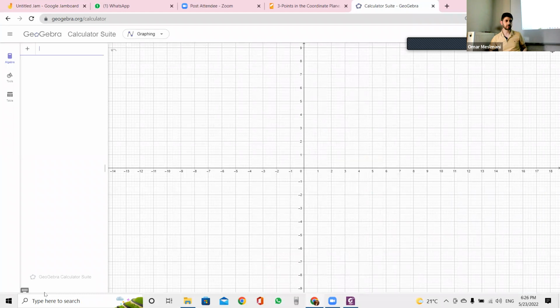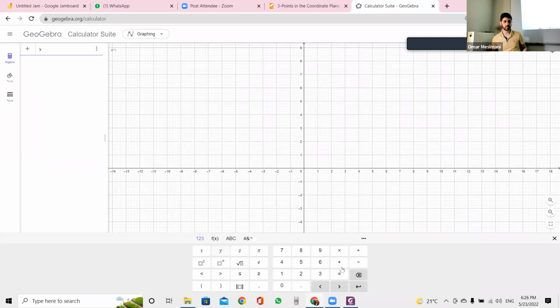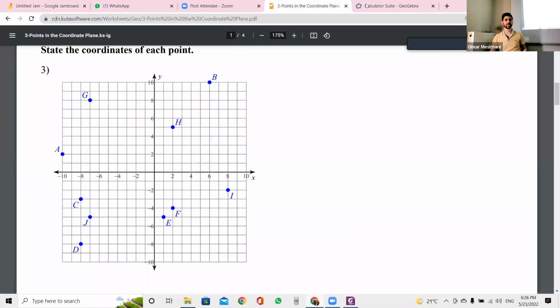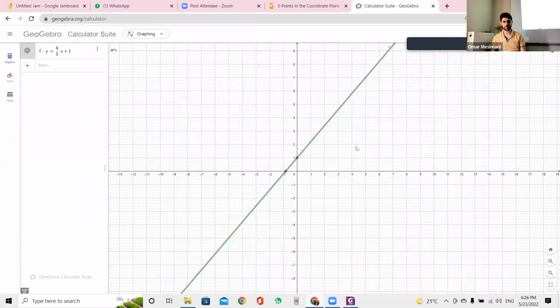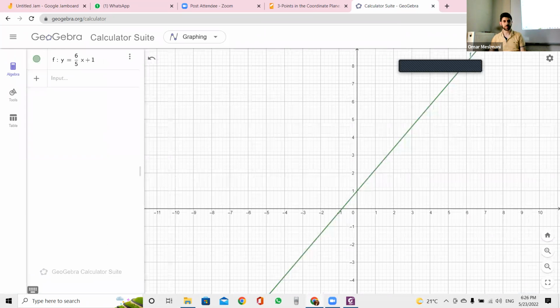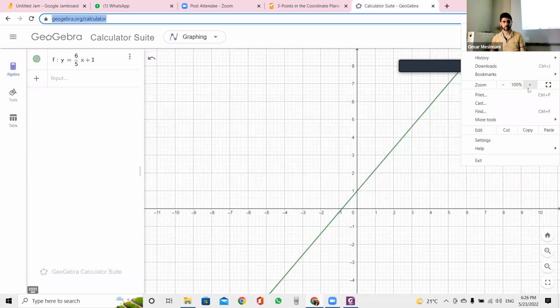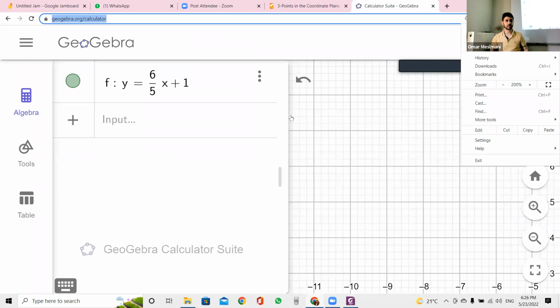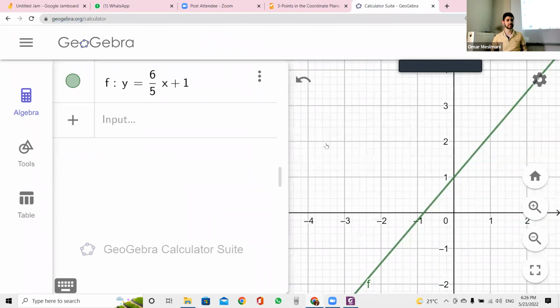Nice. I will try to do the equation, which is y equals 6 over 5 x plus 1, was it? I can't remember. Plus 1? Yes, plus 1. All right. So as you can see, obviously, guys, I don't know if you can see. Let's zoom in somehow. That's my equation, and this is the graph.